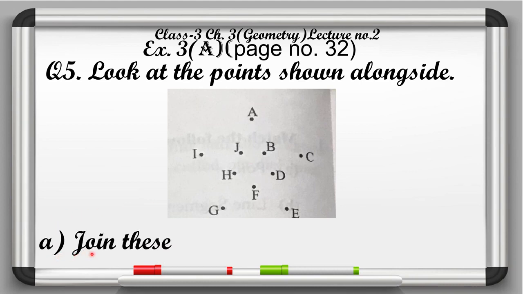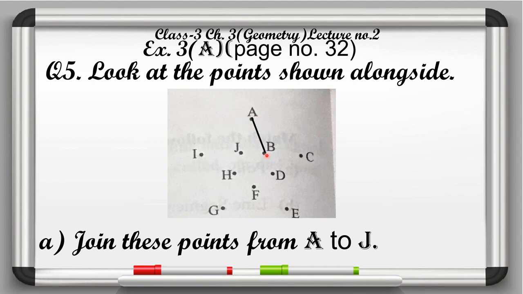In A part it is given, join these points from A to J. So here we will join these points. So first we will start from A part. So first we will join with the line A to B. Then we will join it from B to C. Then from C to D. Then D to E. After that we will join it from E to F. And then F to G. Then G to H. H to I and I to J. And after that we will join it from J to E like this.